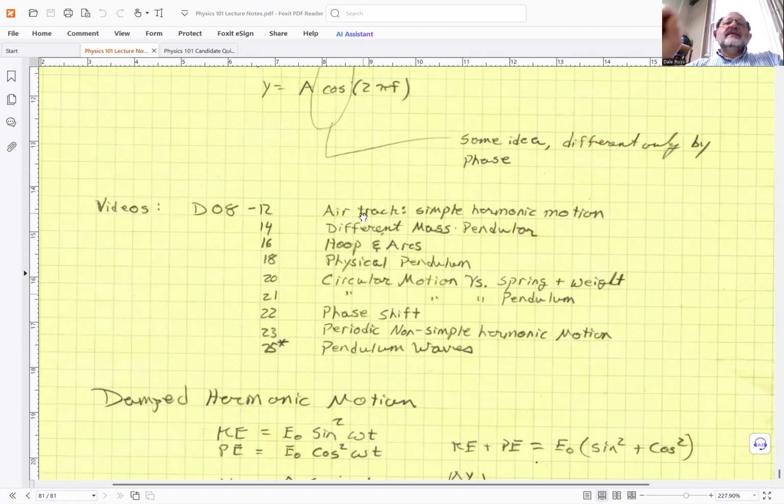Okay, so let's have a look at simple harmonic motion. We're setting this thing up, trying to make it as simple as possible. Of course, it takes an awful lot of equipment to make this work, but that's what we're going to do. Okay, so let's take a look at this.